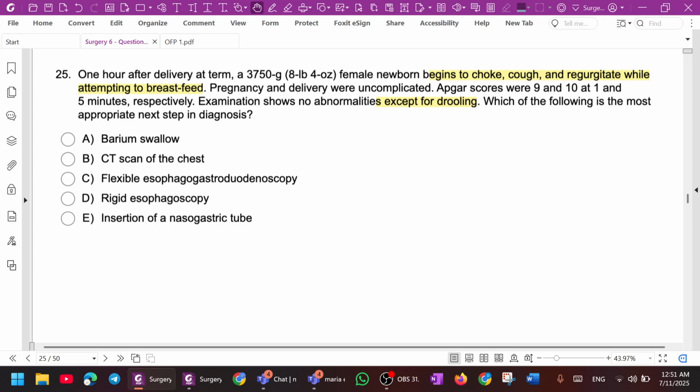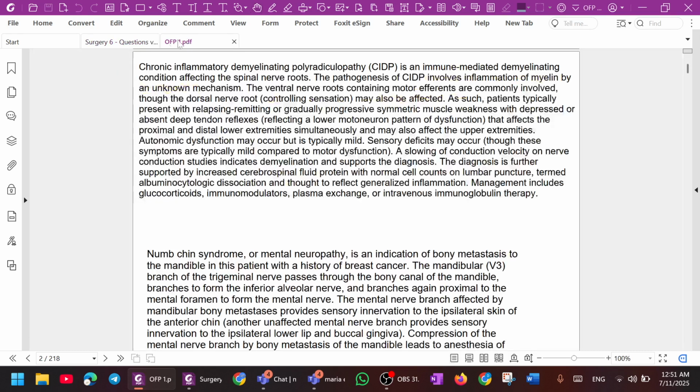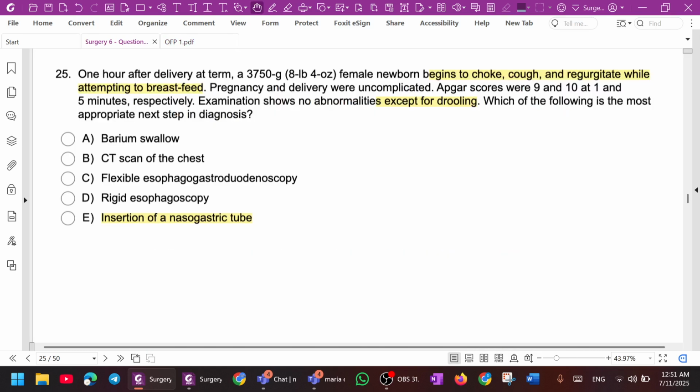Esophageal atresia with tracheoesophageal fistula. When you try to feed a newborn baby and he starts to regurgitate, it may be tracheoesophageal fistula. So I think it's insertion of the NG tube. It can also be choanal atresia, the nose one. Yes, that can happen. But I think it's insertion of the nasogastric tube.